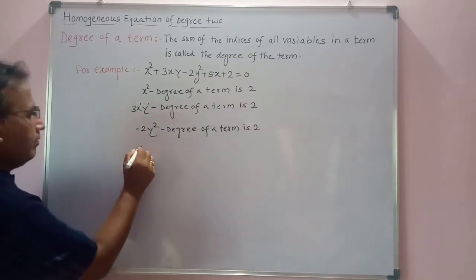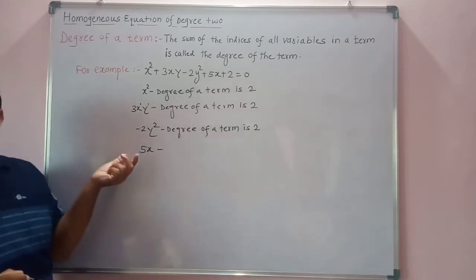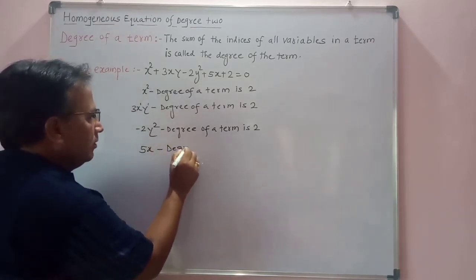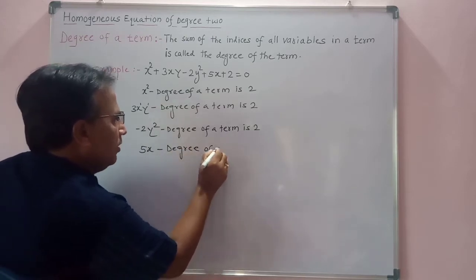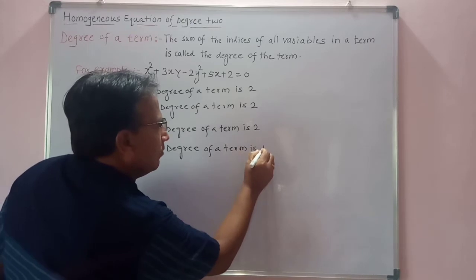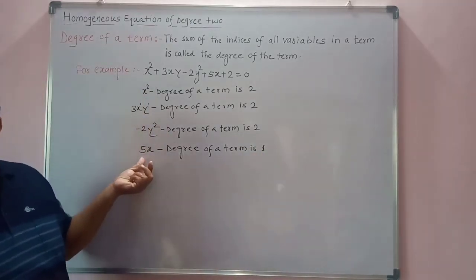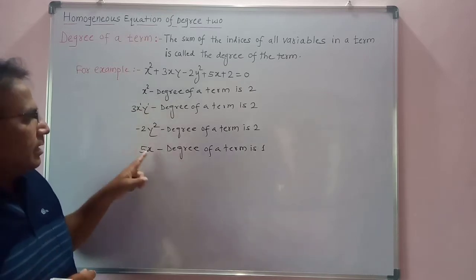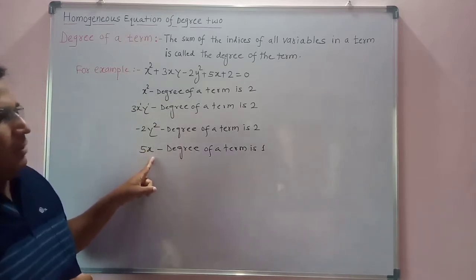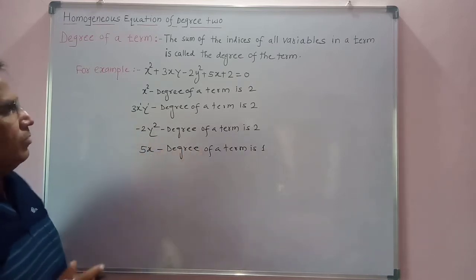And next is 5 into x, which is 5x. What is the degree of the term? The variable is x and the index is 1. 5x means the degree of the term is 1. X raised to 1 means the degree of the term is 1.